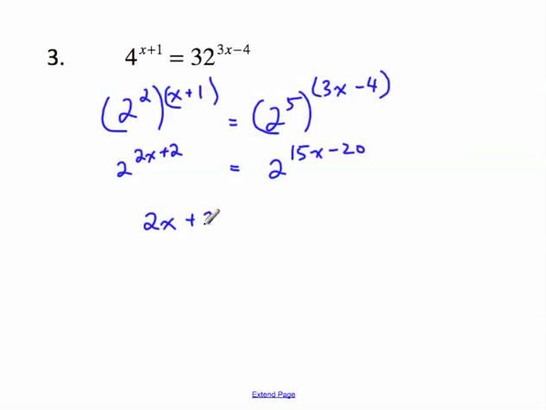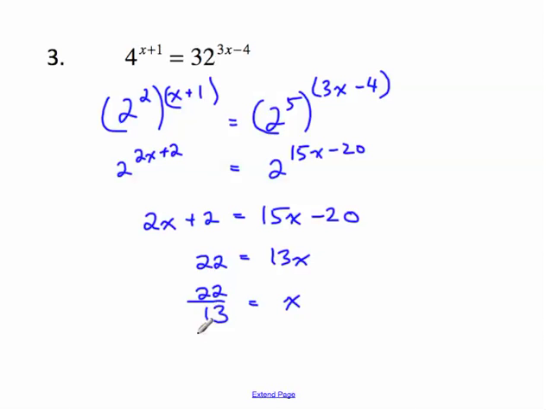2x plus 2 is equal to 15x minus 20. 13x is equal to 22. And x is equal to 22 over 13. So that's solving by writing both sides as powers of the same base.